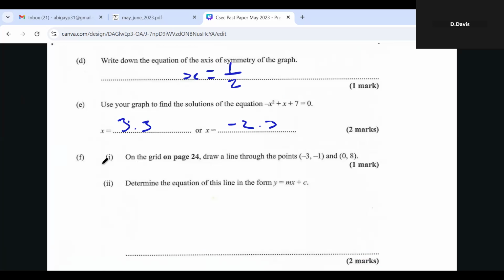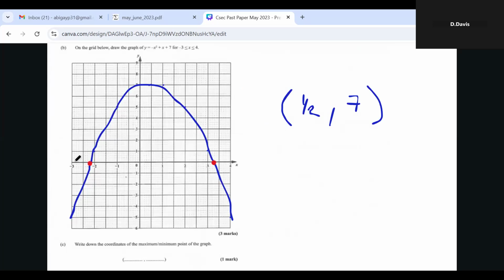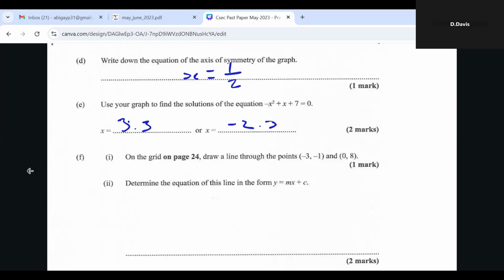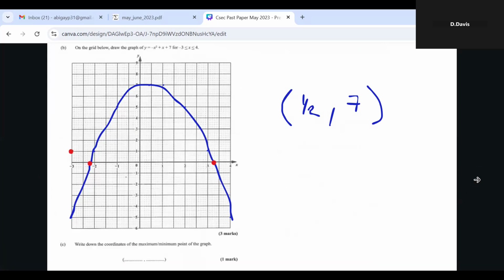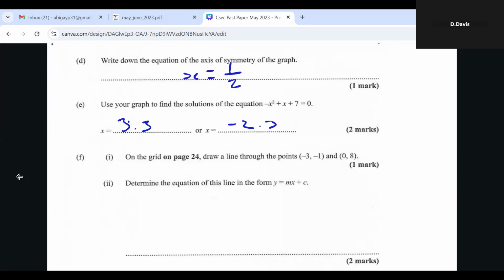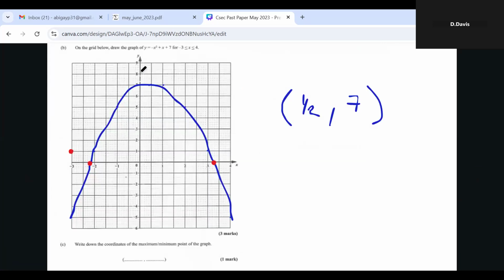All right, so my F now. On the grid on page 24, draw a line through the points -3 and -1 and 0 and 8. Draw a line through the points. Okay. So I hope I remember -3 and -1. So right here, and 0 and 8. 0 and 8 will be right here.